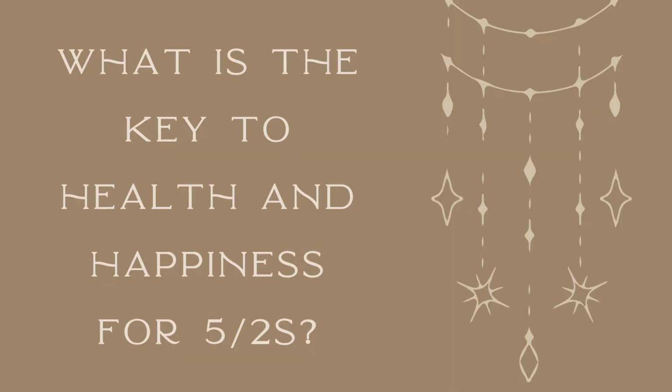And last but not least, what is the key to health and happiness for 5-2s? Well, the key to health and happiness for 5-2s is number 1, boundaries, and number 2, alone time. So regarding boundaries, very similar to the 2-5, the 5-2 is someone that others tend to have very high expectations for, and they might feel a lot of pressure to live up to the projections and expectations that others have for them. They can experience a lot of people coming to them for help, which brings an important need for boundaries. Otherwise, they can find themselves very overextended or just completely unfulfilled, right?